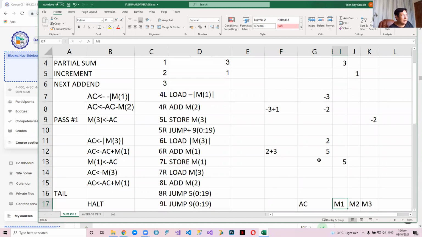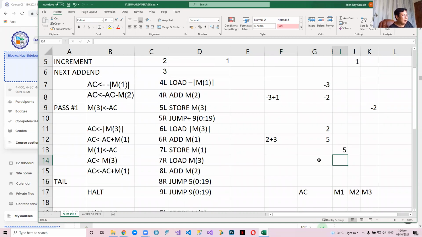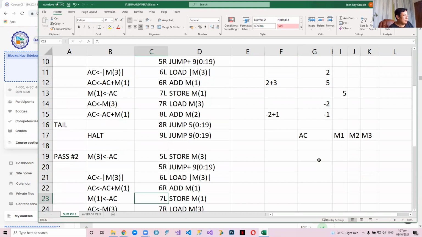We compute the next addend. Load M3. M3 is -2, so this becomes -2. We add M2, so this becomes -2 plus 1. So this becomes -1. Okay, and then we jump back to the start because there's no condition. Okay, so we go back.